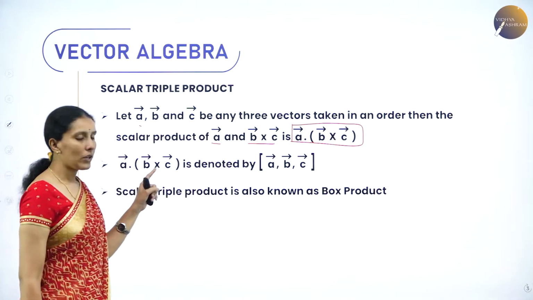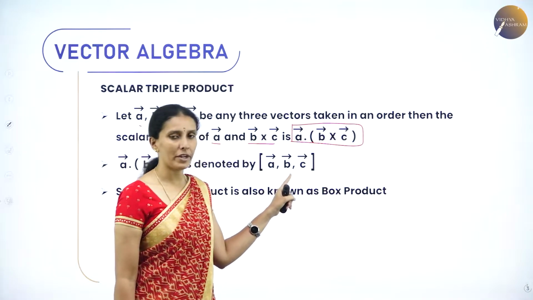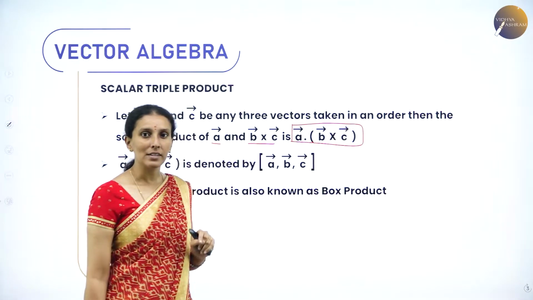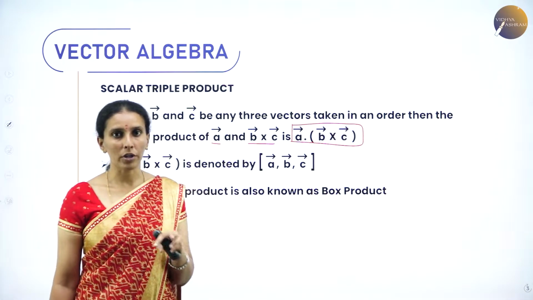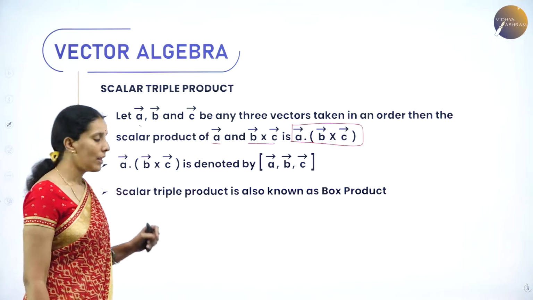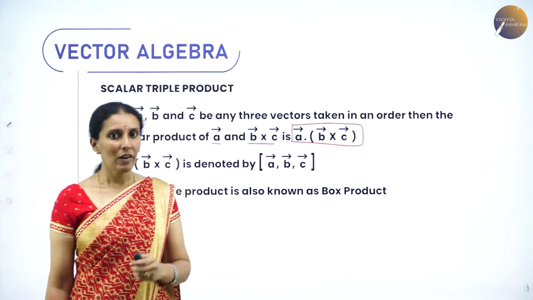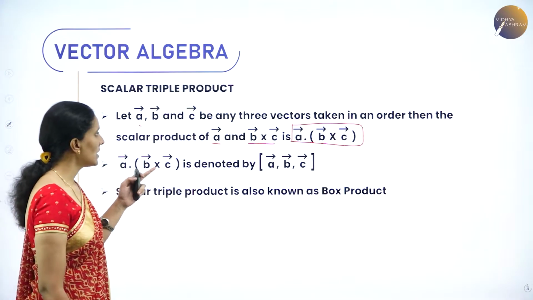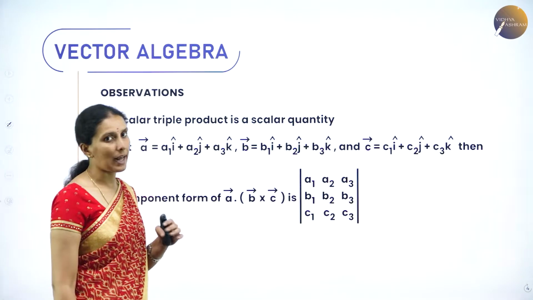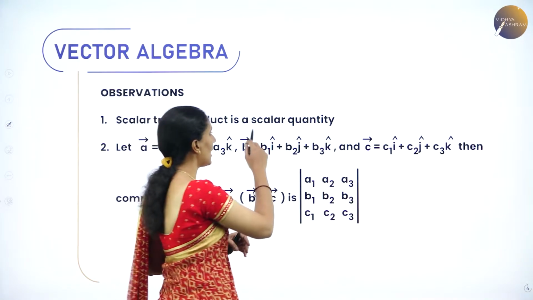A dot B cross C is also denoted in the form of square braces, like vector A, comma, vector B, comma, vector C. So vector A, vector B, vector C inside the square braces is nothing but the scalar triple product of three vectors, which is vector A dot B cross C. The scalar triple product is also called the box product. Now, let's see what observations we need to study under the scalar triple product. The scalar triple product is always a scalar quantity, so the value you get is only in numerical form.